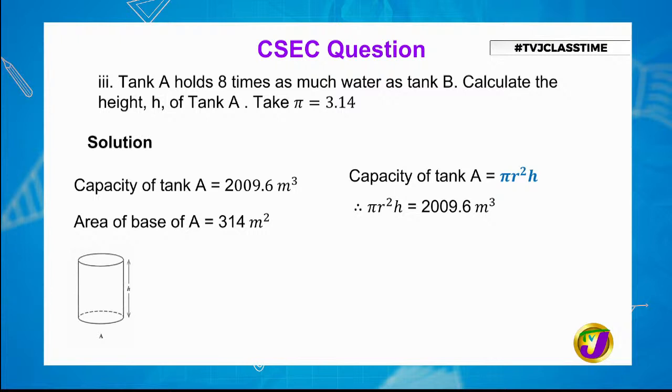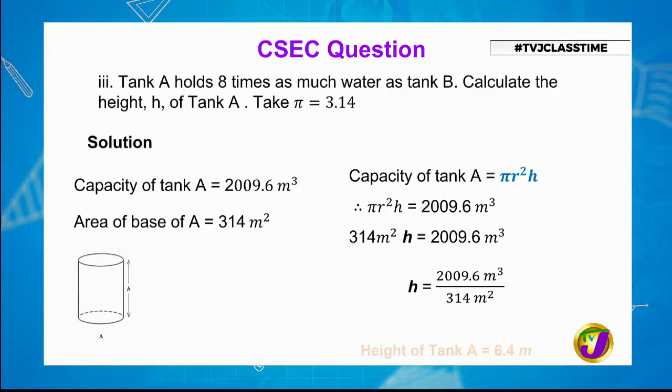We know the entire area. Yes, we do, because we were given that. So we could actually remove that pi r squared and replace it with the value we've been given, which is 314 square meters. And we're looking for the height. So we want h to be the subject, so we can divide both sides by 314, making h the subject of the formula. That's right. And so the height is a whopping 6.4 meters. Nice. Cool, isn't it?